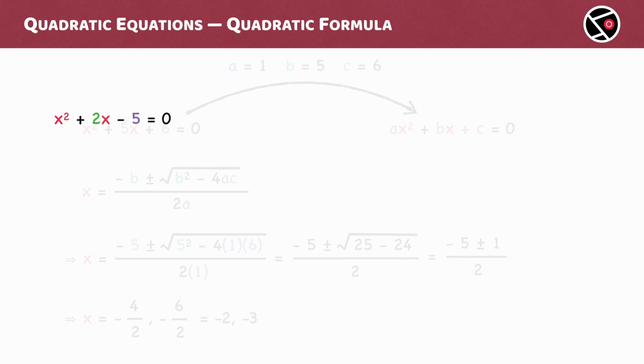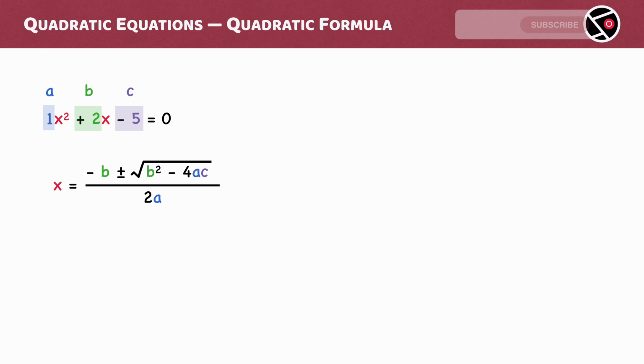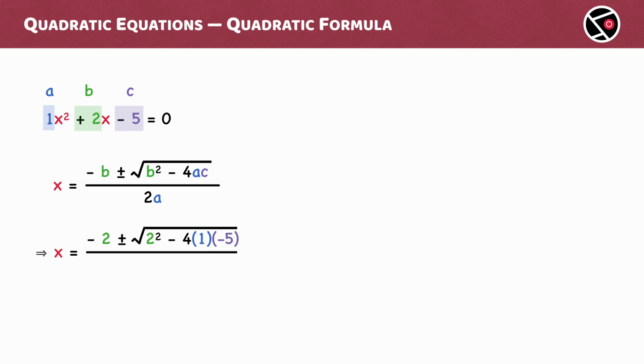Alright, here is one more example. X squared plus 2x minus 5 equals 0. Here a equals 1, b equals 2, c equals minus 5. Again, we start with the quadratic formula and substitute the values of the coefficients. X equals minus 2 plus minus square root 2 square minus 4 times 1 times minus 5 over 2 times 1.